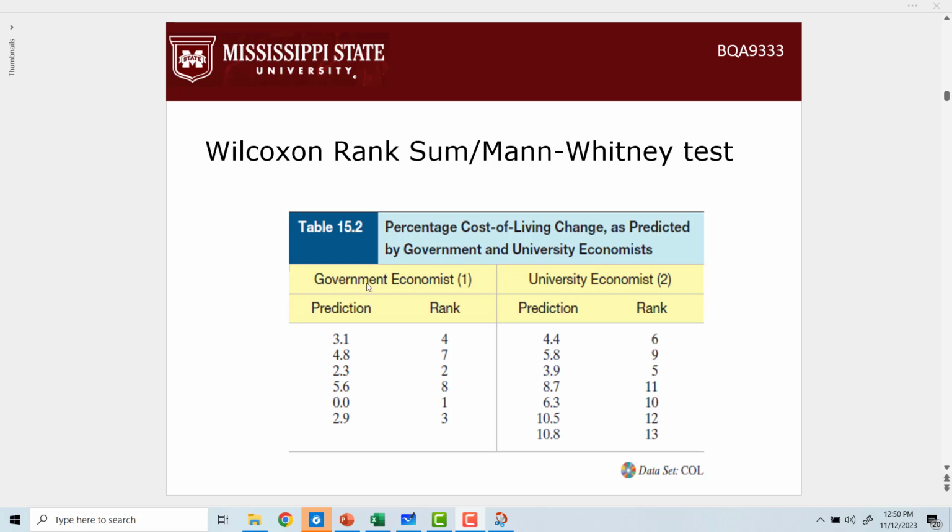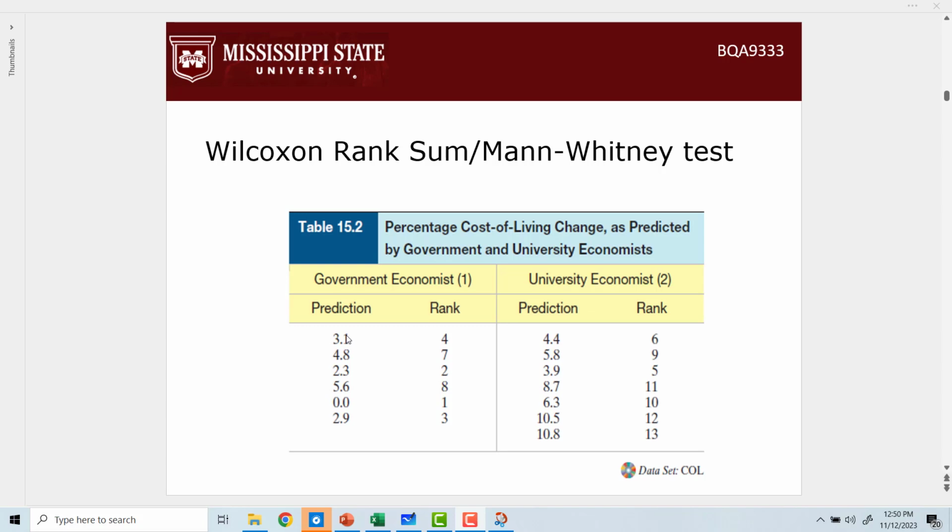Now we see here two pieces of data. We have a set of government economists, economists working for the government, and a set of university economists. And they're making predictions of the cost of living inflation change in the next year. Obviously there are two groups here, so this is the equivalent of the two-group independent samples test.